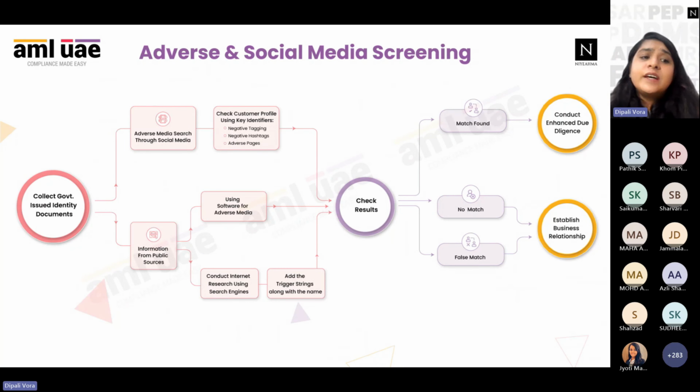First of all, we must have their government ID document, ID proof. Once we have that, we can search through the screening software also, because many screening softwares offer adverse media search. You can also go and look out for any independent sources, maybe Google, Bing, you can refer to that and you can try to find out if there is any negative media with respect to that person.